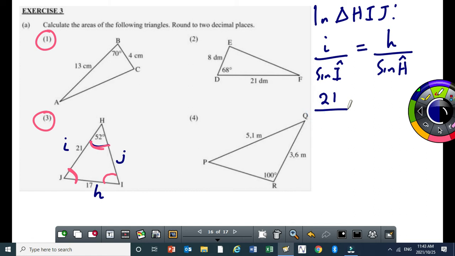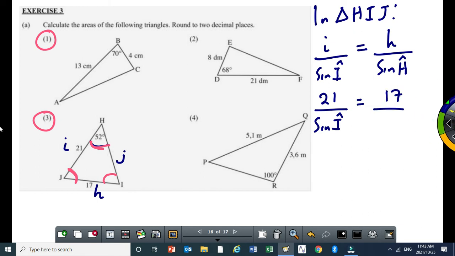My sine I I don't know. I don't know the size of I, so I'll just write sine I. My small h is 17, and my angle H is 52, so this will be sine 52 degrees. Now, you have to know how to solve the equations. You cross multiply there. This becomes 21 sine 52 degrees is equal to 17 sine I.